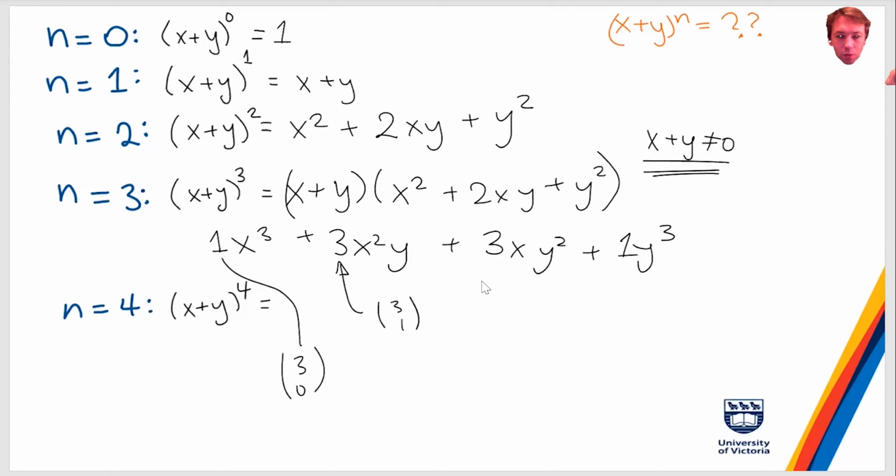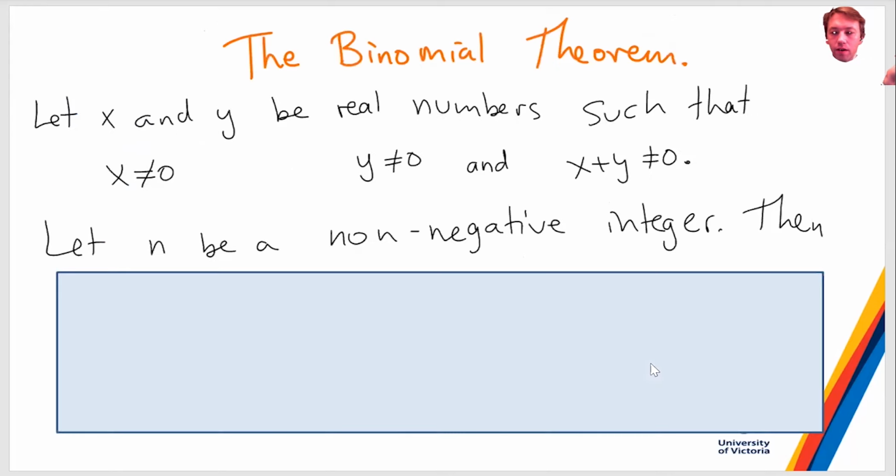So the 1 here is 3 choose 0. Here we have 3 choose 1. Here we have 3 choose 2. And there we have 3 choose 3. Okay? And this is not a coincidence.